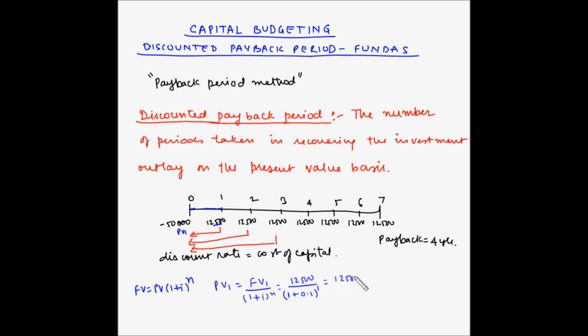So this is 12,500 divided by 1.1, which is equal to 11,363.6 rupees.